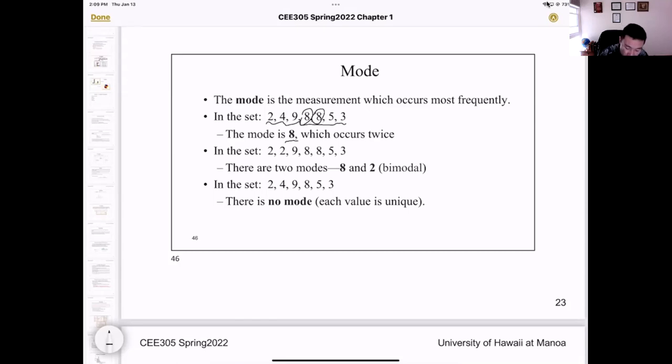For this set, we have two 2s and two 8s. So here we have 2 modes, 8 and 2. We also call that bimodal. In the third case, no number occurs more than once, so we call that no mode. So mode is the number which occurs most frequently.